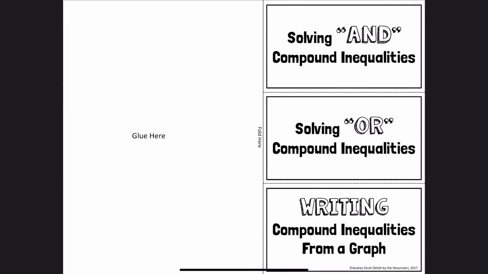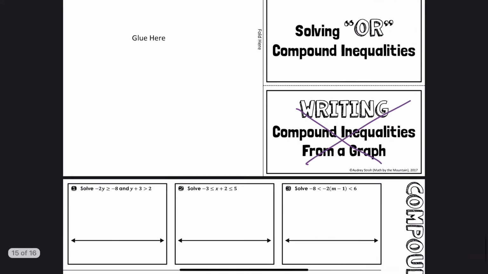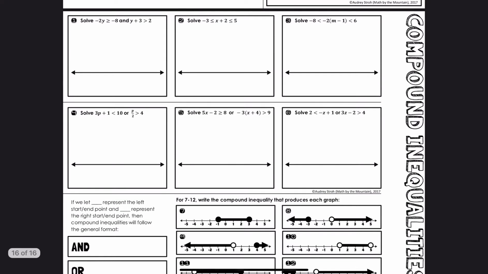Today I wanted to go over the notes from August 30th and the 31st. These were our solving compound inequalities notes, and we're basically just going to talk about these top two right here, where we're solving "and" inequalities and then solving "or" inequalities. We're just kind of going to skip over that part. All right, so let's take a look at what we have inside.